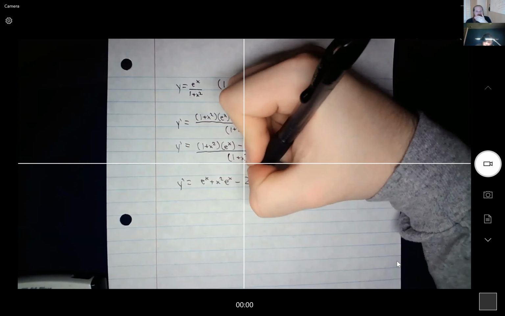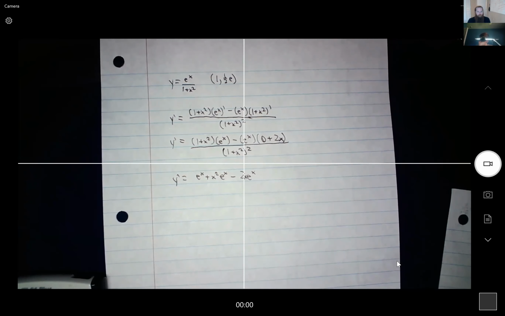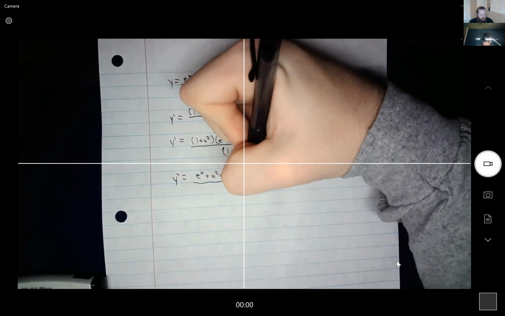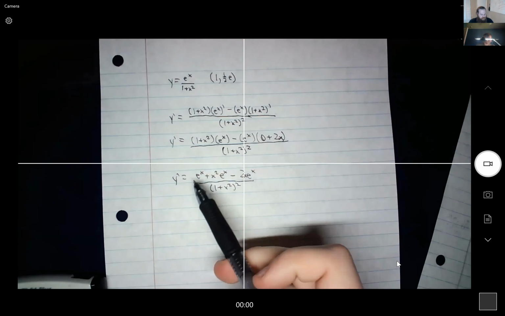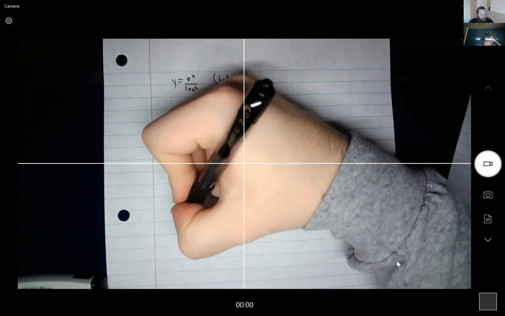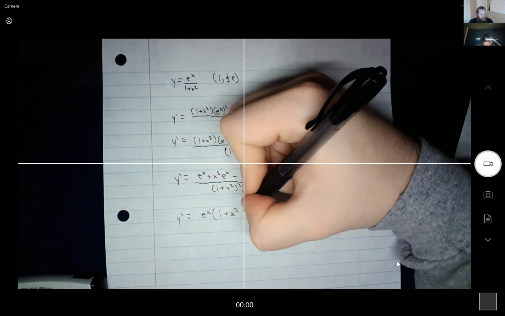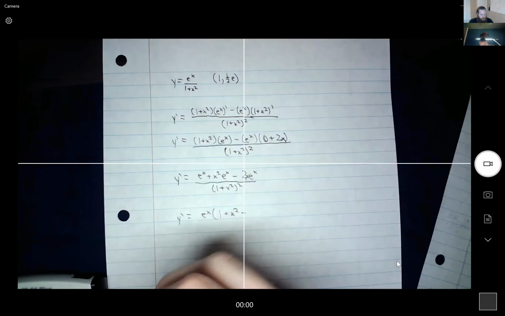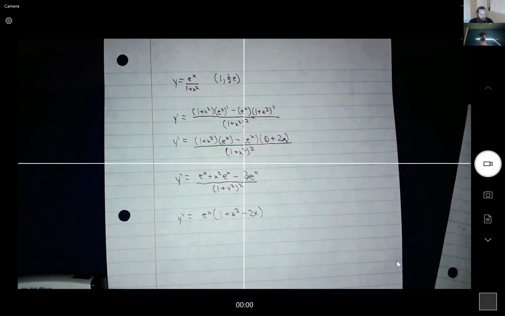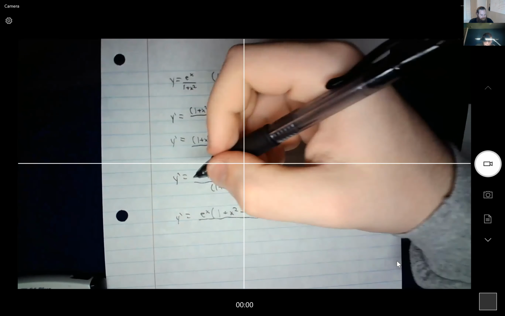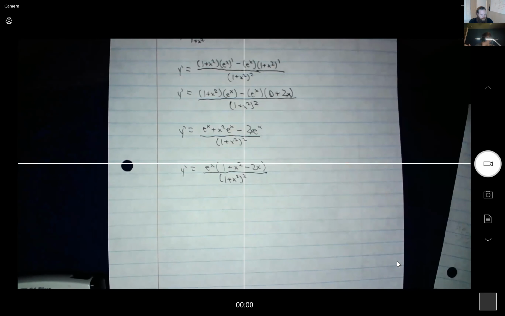Wait, no, 2x e to the x. Yeah, very good. Yep. 2x e to the x, like that. And then from there, all over, so again, 1 plus x squared, all squared. You can factor out, all these terms have an e to the x. So you can factor out an e to the x. E to the x times 1 plus x squared minus 2x all over 1 plus x squared squared.